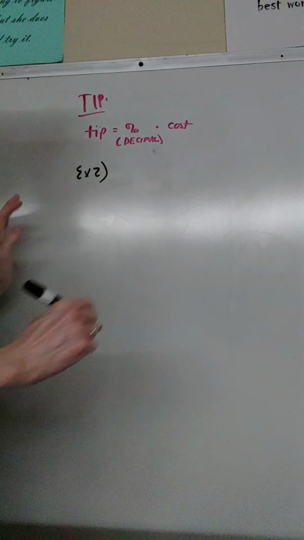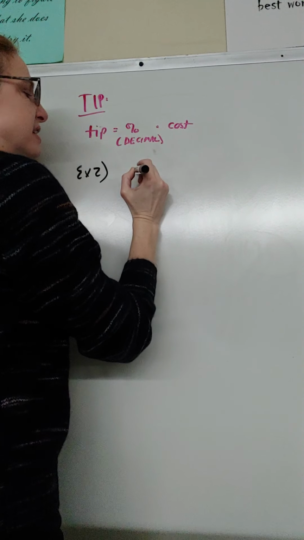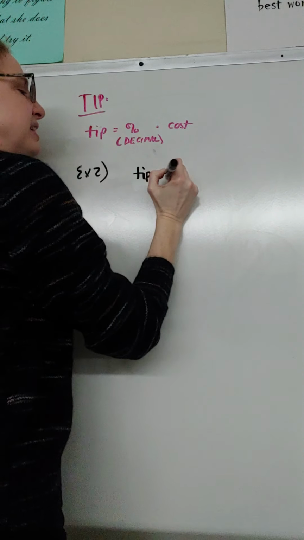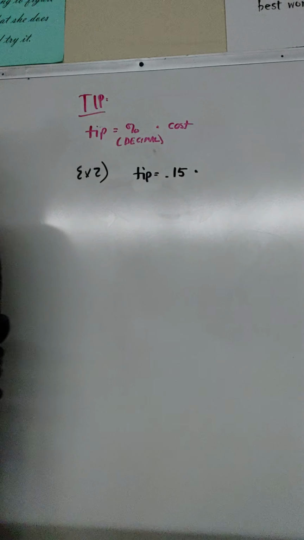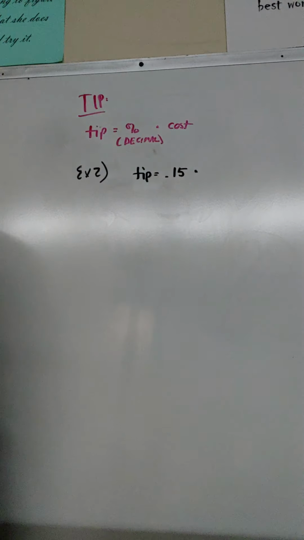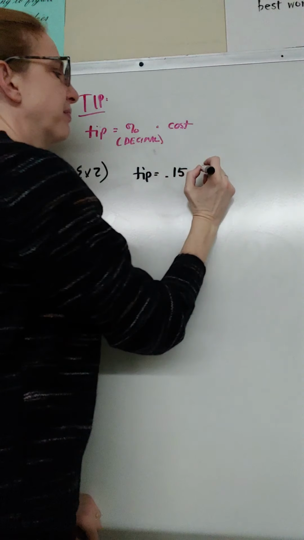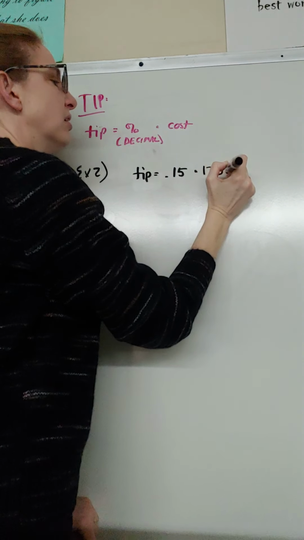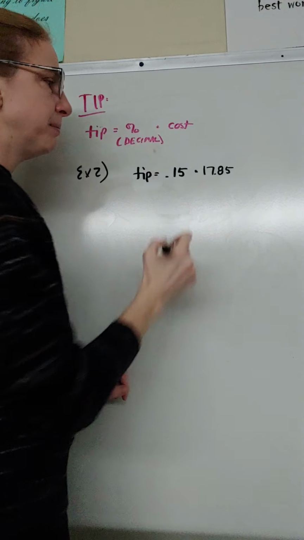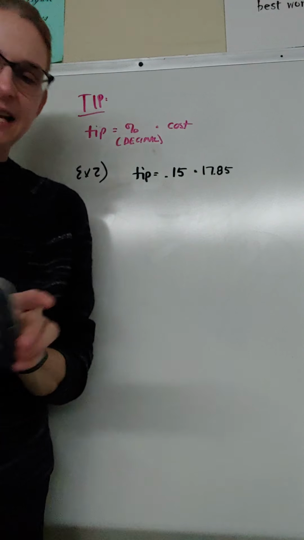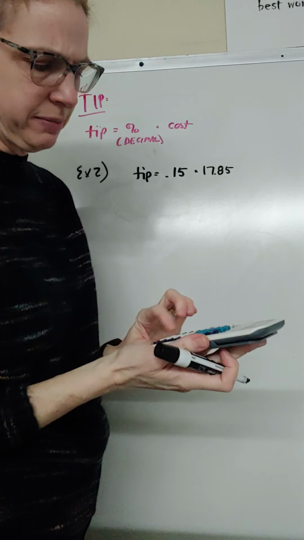Okay, so example 2 says your family takes a taxi to the train station. The taxi fare is $17.85. Estimate a 15% tip to give to the driver. We are just going to figure out what a 15% tip would be. So my tip is going to equal 0.15 because I have to write that as a decimal times my taxi cost, which is $17.85. Okay. All right, so that tip, 0.15 times $17.85, because we're not estimating like the book says.